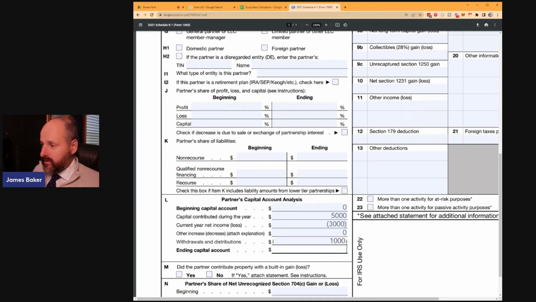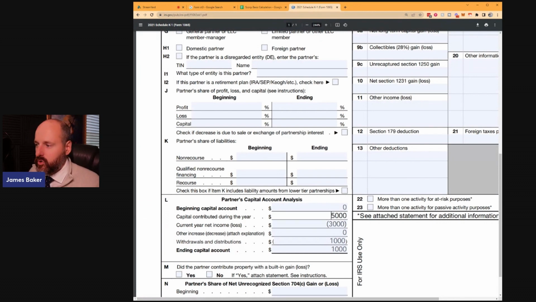And this is how you calculate the basis. The basis now is, what is this? 5 minus 3 is 2, minus 1 is 1,000. It's really 5 minus the loss minus the distribution. And what happens is if you have no basis and you have a loss, you can't claim the loss until you have basis. That happens generally when you have loans. So if your business has a loan and you lose more money than you've actually contributed to the company, then you cannot take that loss until you contribute more money or have income against it.